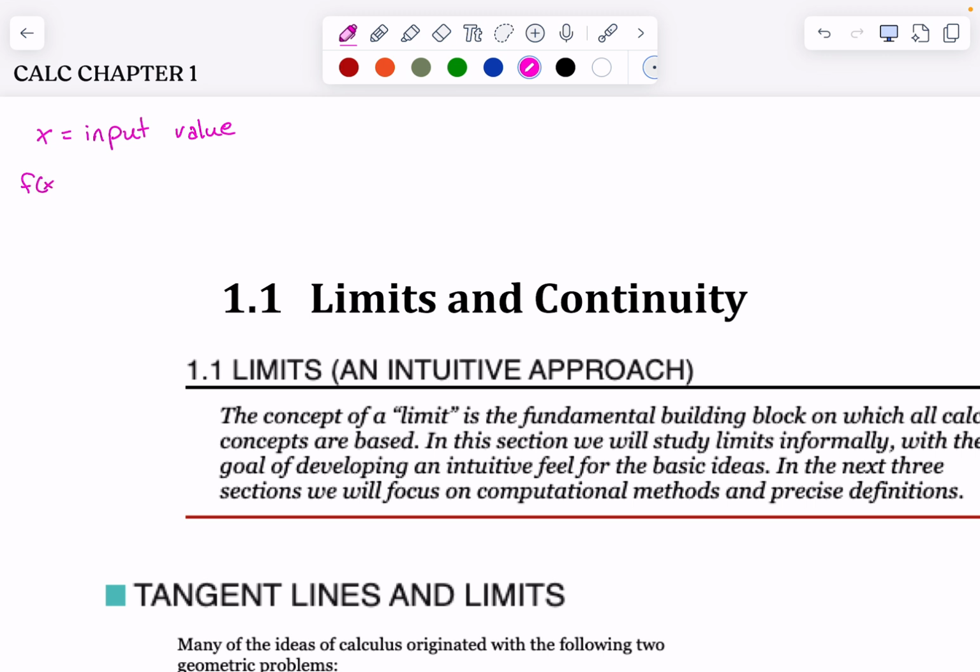What's f of x stand for? The y. The y equals the output, right? So you put in x and you output y, right? Out comes y. All right.